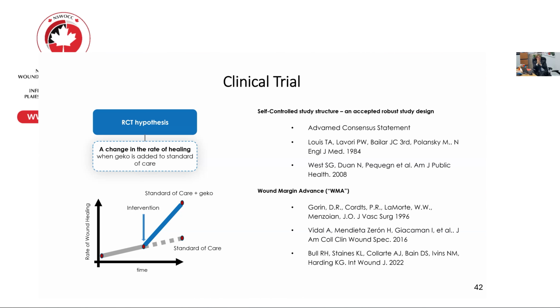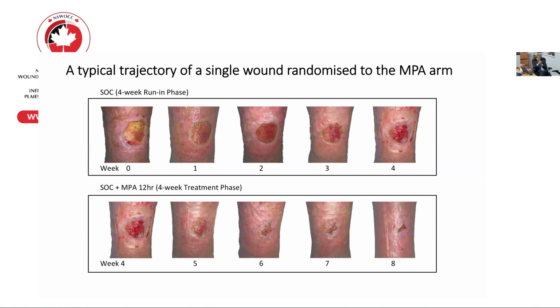After week 8, these patients all received compression, but no gecko. And at week 12 and week 16, the increased rate continued. Here you see the improvement in healing is really very marked within these patients, compared to the standard of care plus the muscle pump activator, 12 hours, 4 weeks of treatment, versus the standard of care at the top alone.